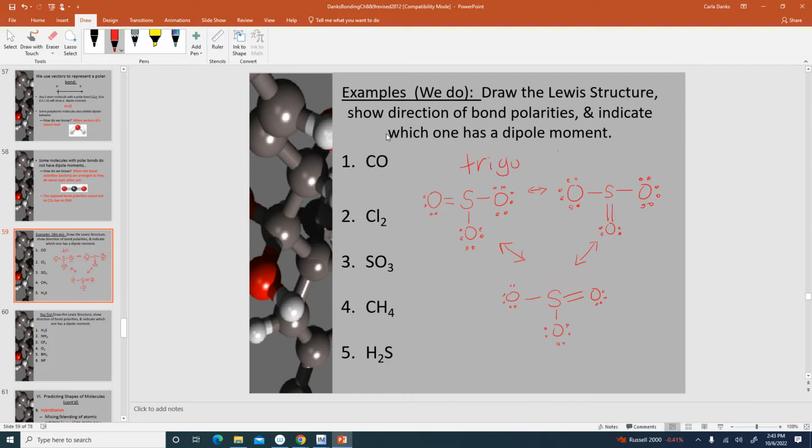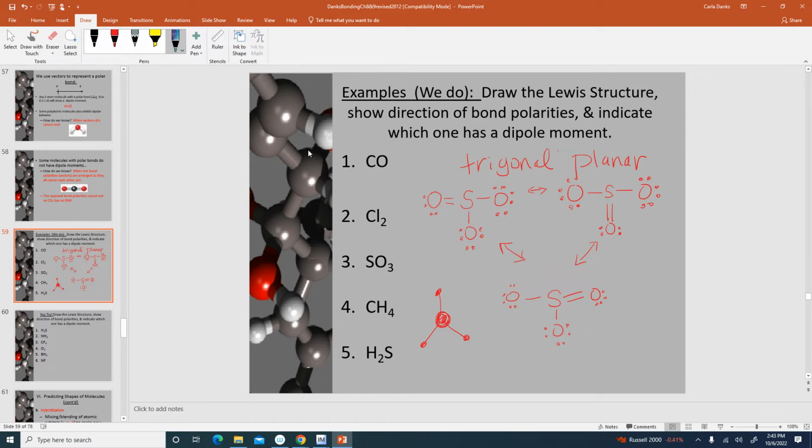So if you look at this, you see that this would be considered a trigonal planar molecule. All the bond angles are 120 degrees. Now think about what that looks like. With a trigonal planar, your central atom has evenly distributed 3 other atoms around it. So let's just think about the trigonal planar in general.